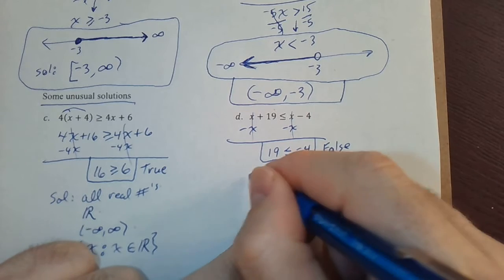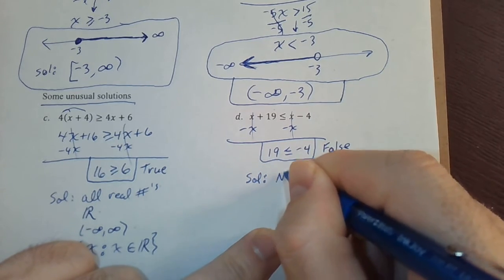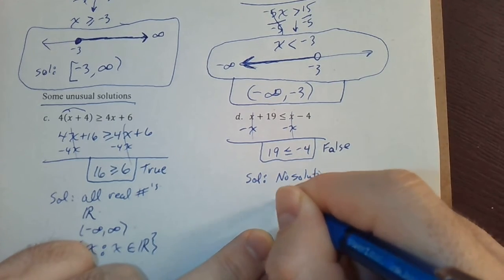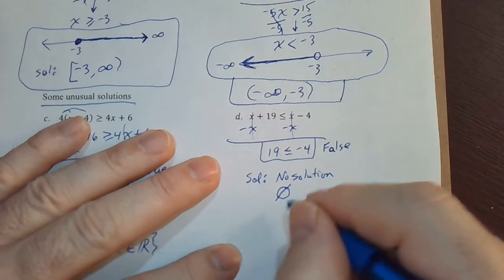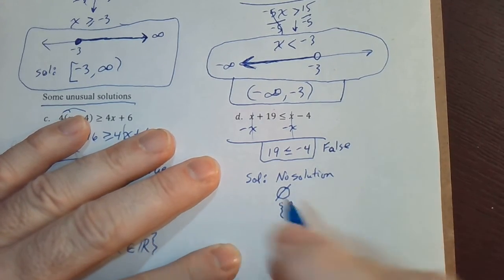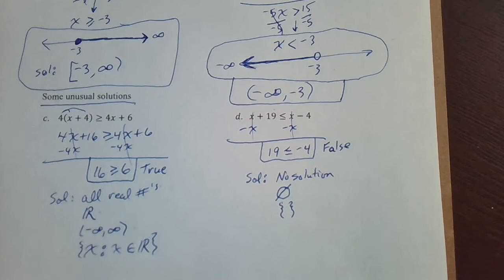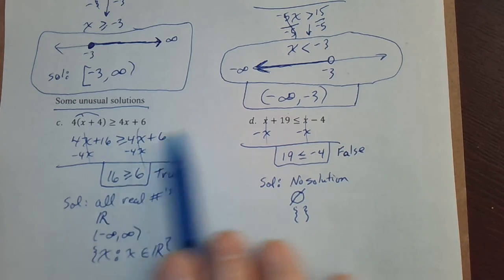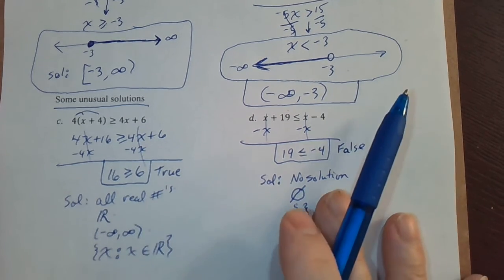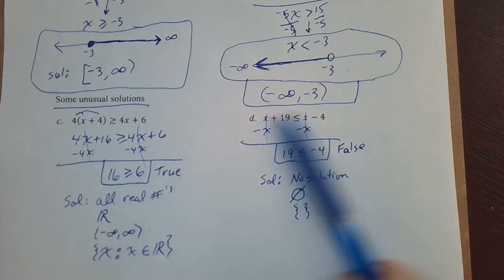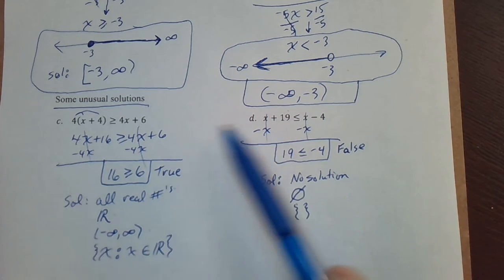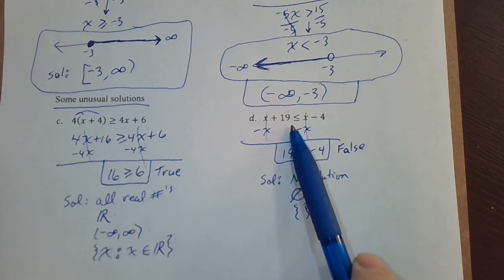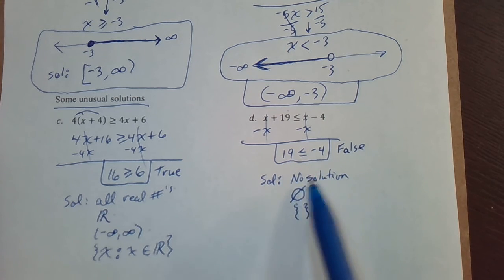So in this case, no solution, which you can just write like this, the empty set. Or you can write the empty set like this if you prefer, squiggly brackets with nothing inside. Okay, so just as a summary for the last two problems that have unusual solutions: if in solving it, all of the x's drop out, like they did in both of these cases, if you get a true statement, the solution is going to be all real numbers. If you get a false statement like this one, there is no solution.